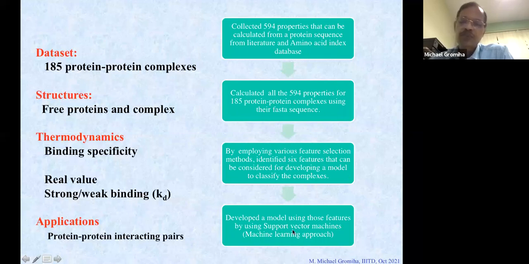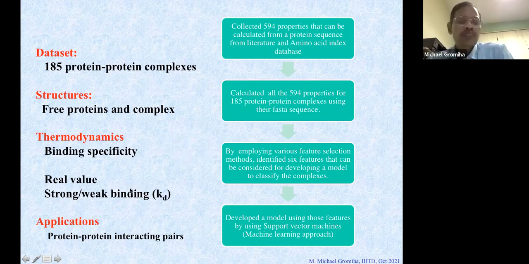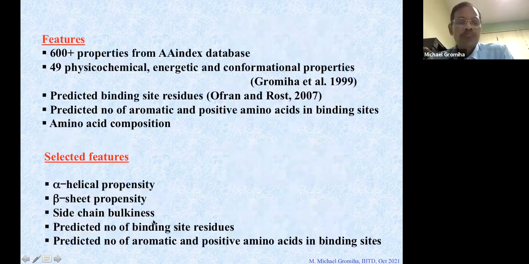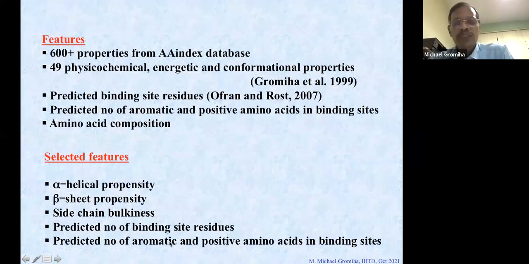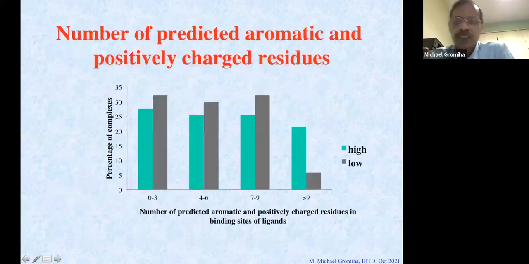This time we used support vector machines to discriminate high and low affinity complexes. Finally, we selected five features: mainly the alpha helical propensity, the beta sheet propensity, side chain bulkiness, the predicted number of binding residues, and the number of aromatic and positive amino acid residues at binding sites. And as I mentioned earlier, the aromatic and positive charge residues were identified to be important at the binding interface.